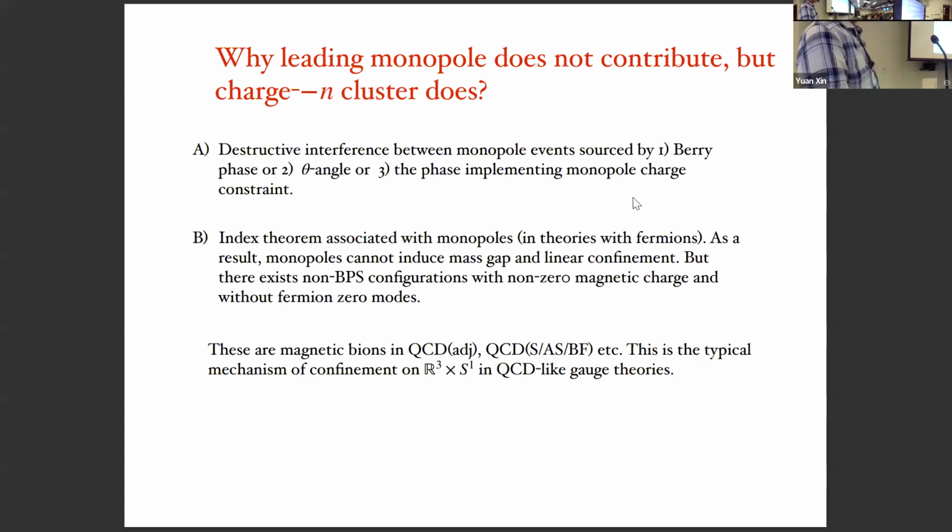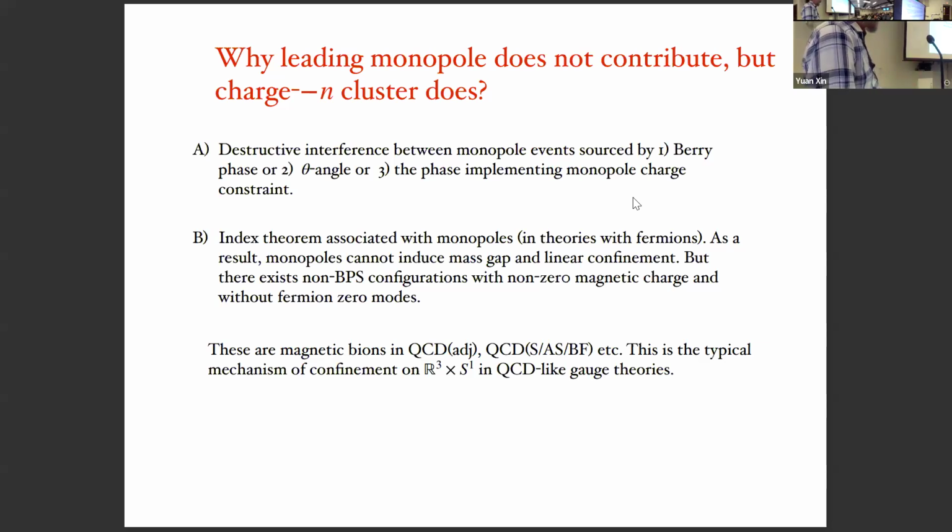If you have theories with fermions, then index theorem tells you a given fermion will have certain number of Fermi zero modes. Hence, it will be impossible for that monopole to generate a mass gap, but certain clusters of them will do.